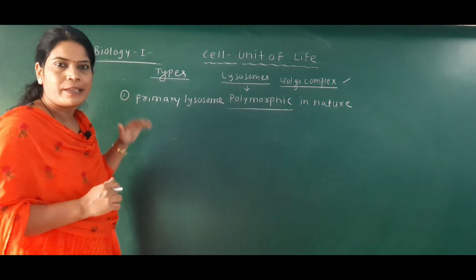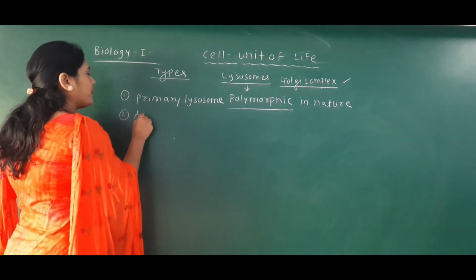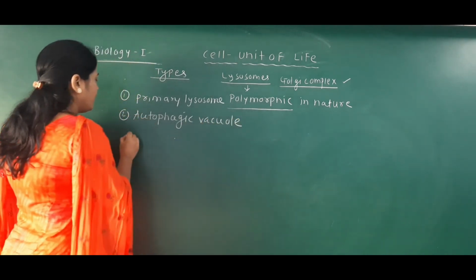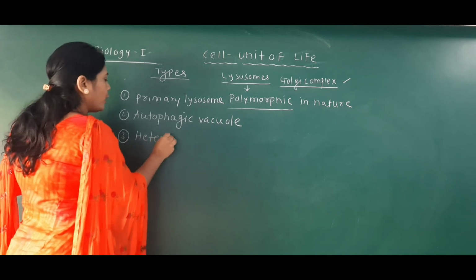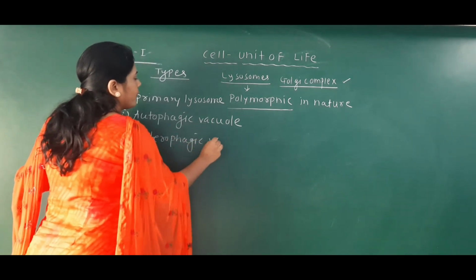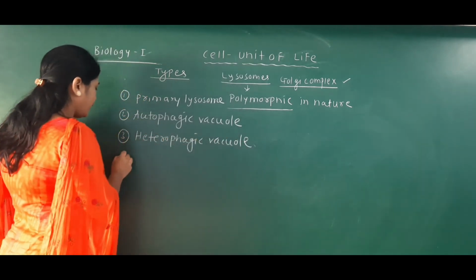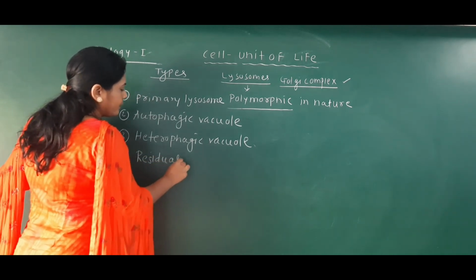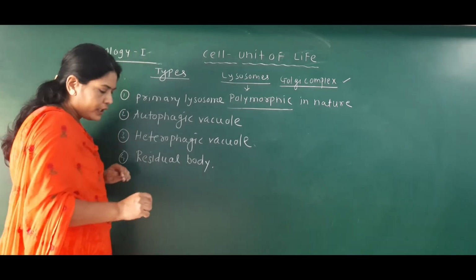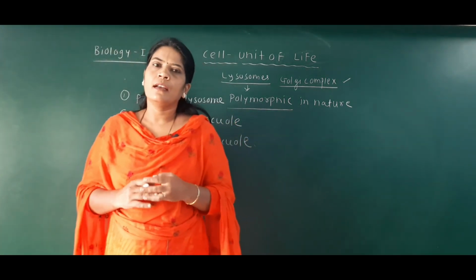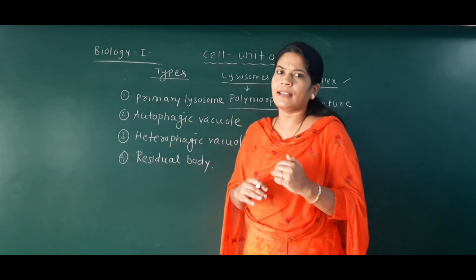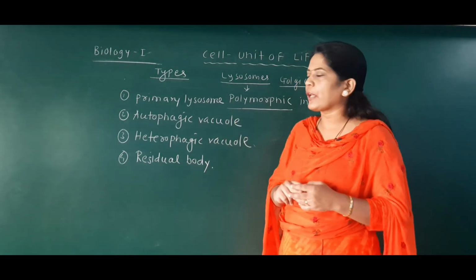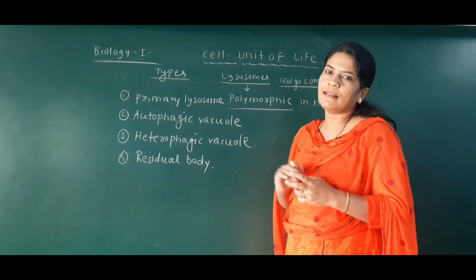The first type of the lysosome is the primary lysosome. Then the second type is called autophagic vacuole. Then the third type is called heterophagic vacuole. And the fourth is the residual body. Okay, so we will discuss in detail the types of the lysosome. Again, there are four types of lysosome: primary lysosome, autophagic vacuole, heterophagic vacuole, and the residual body.